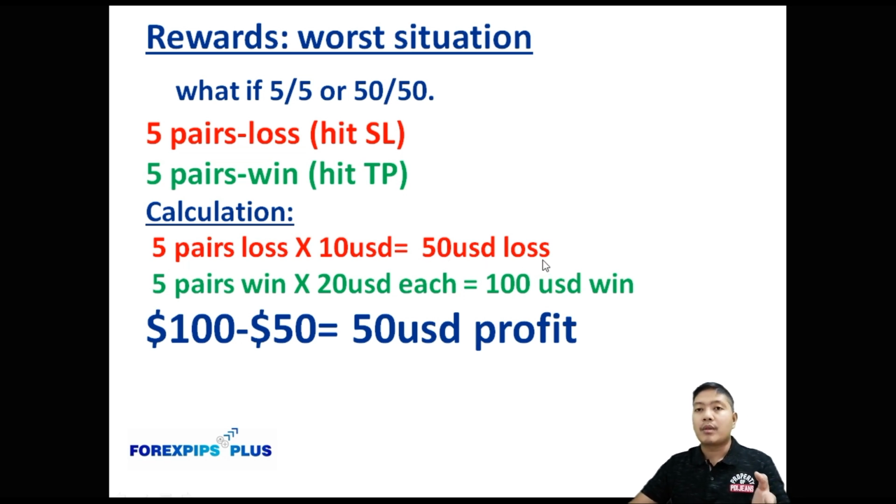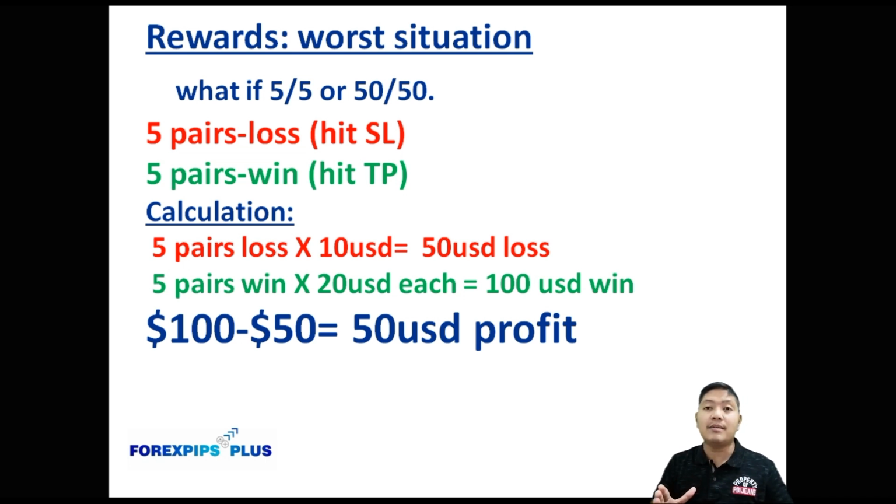Based on your risk management, right? Now, how about the other 5 pairs, which is the winning situation, which is times 2 from your losses, right? So the winning situation is you're earning multiplied by 20 USD each, so equivalent to 100 USD win, multiplied by 2, right? So your winning will be 100 minus your 50 losses, equivalent to 50 US dollars. So this is better, right? So this is a 50-50 case, right?